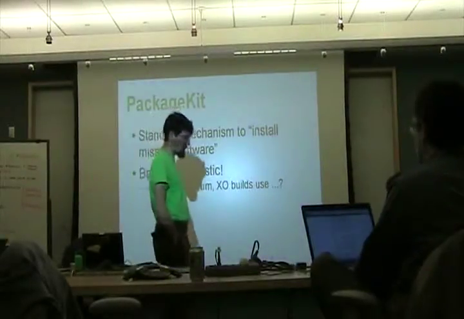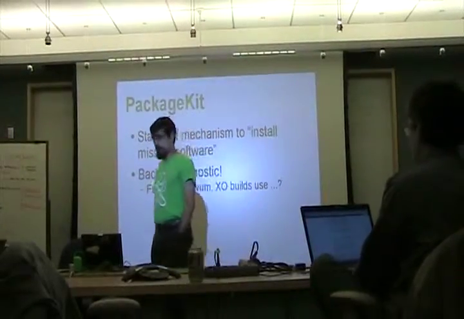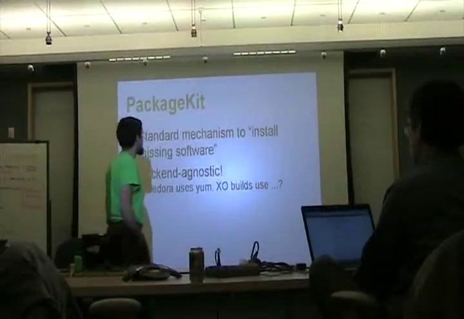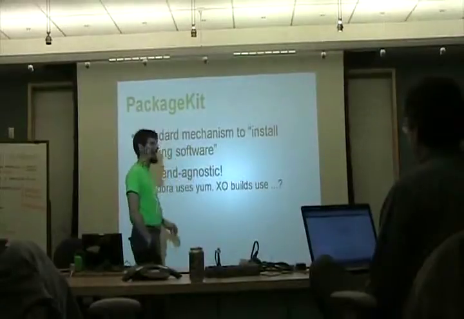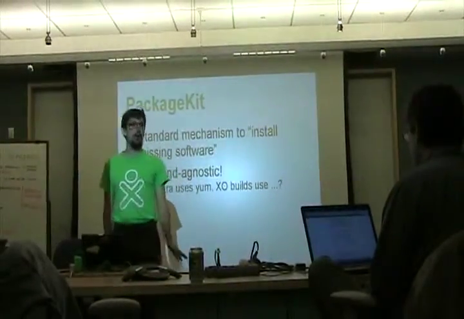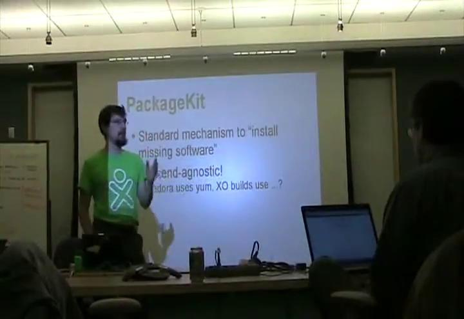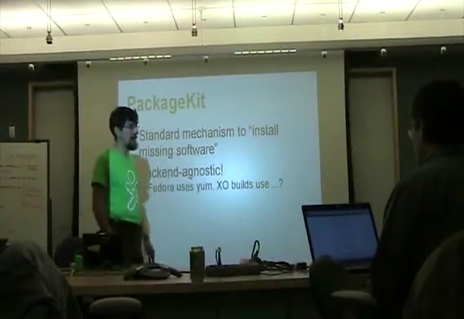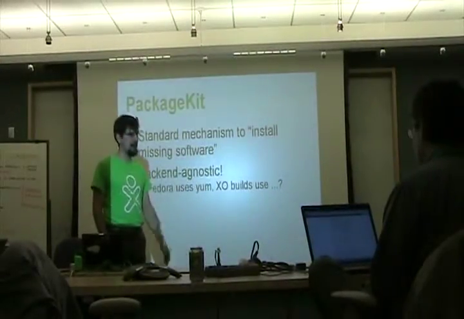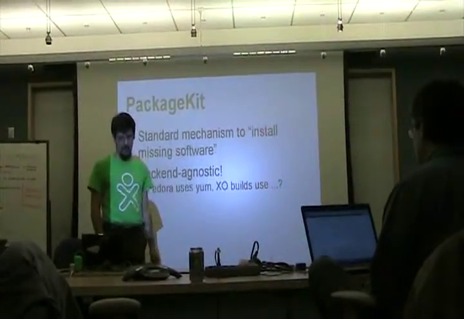So here's another example. Red Hat, it's cross-platform, but led by Red Hat, has come up with a very nice interface. I think it's nice. I haven't read it too much. Called PackageKit, which is a standard mechanism to install missing software. If I'm running Totem and I don't have the codec I need, or any number of other things, I need a plugin on my web page, how does that get installed?